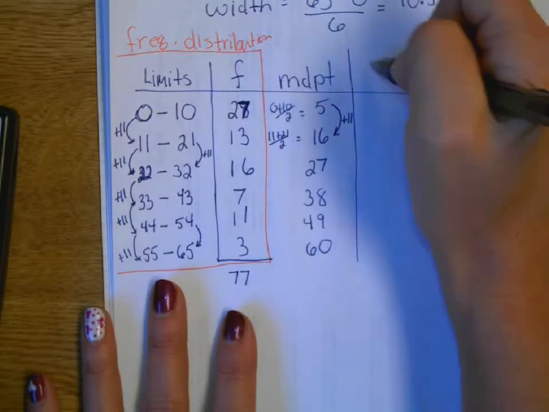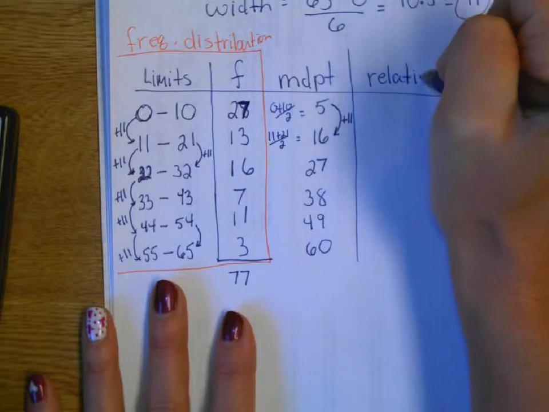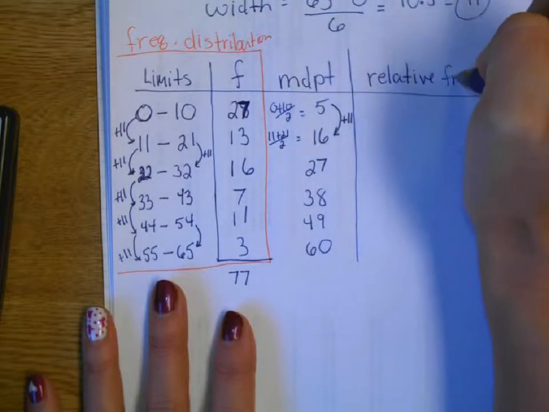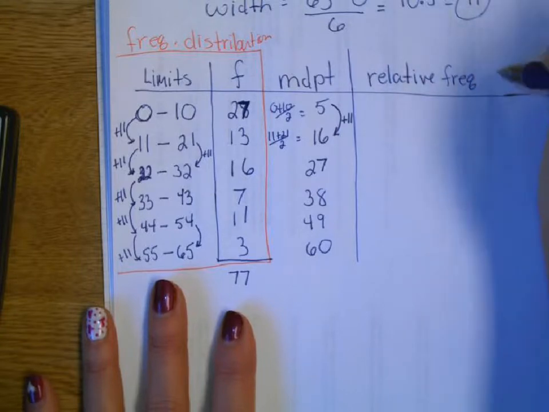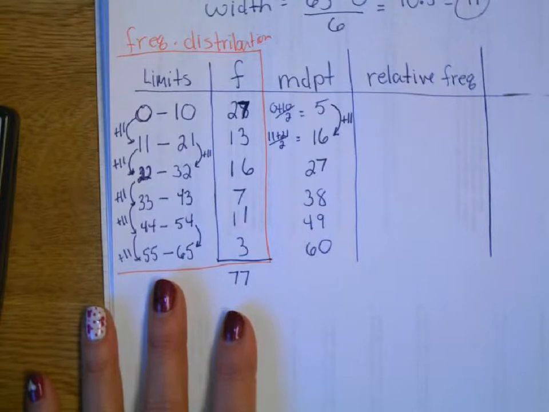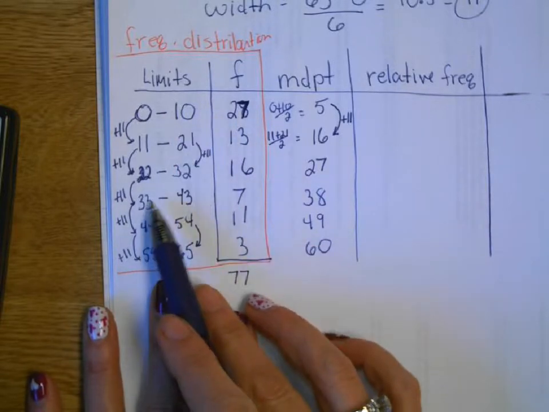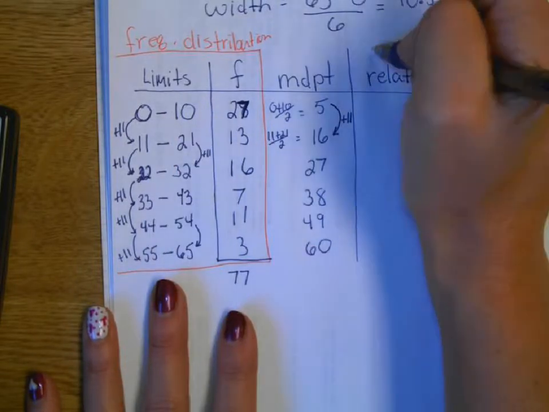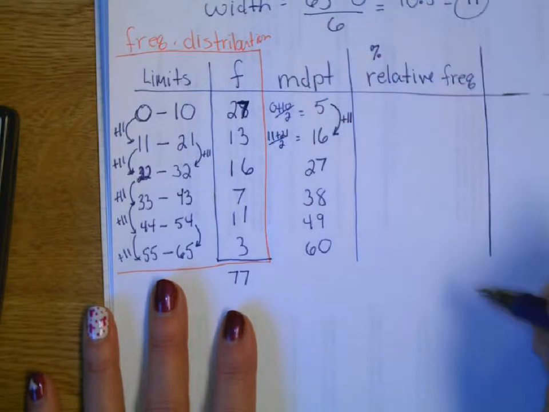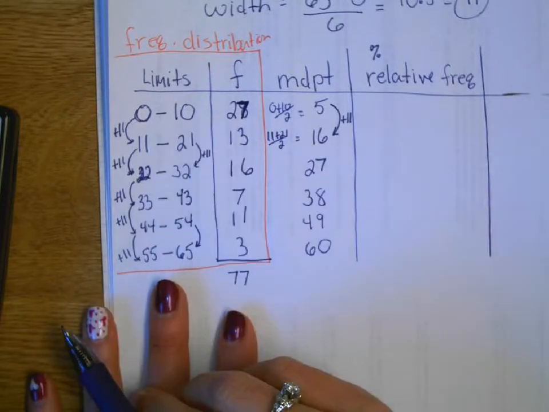Now we want relative frequency. It sounds bad, but wait till you see how easy it is. Relative frequency is just your percentage for that class. What percent of the town is from 0 to 10? What percent of the town is from 33 to 43? So it's just a percent, but they write it as a decimal. So what would we do here? How do I get the percent of this town that's between 0 and 10?